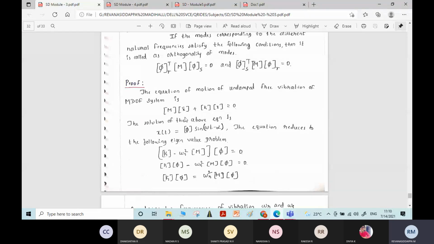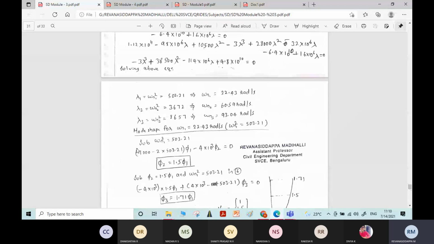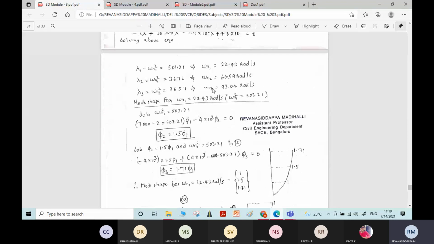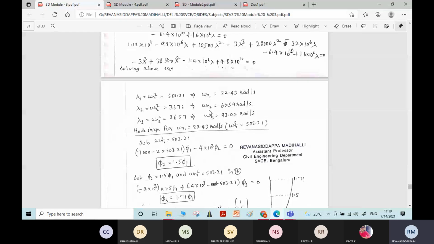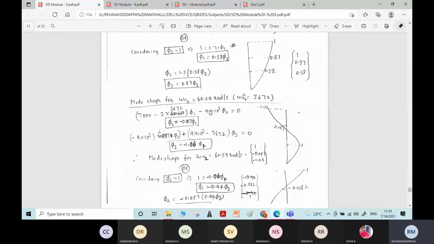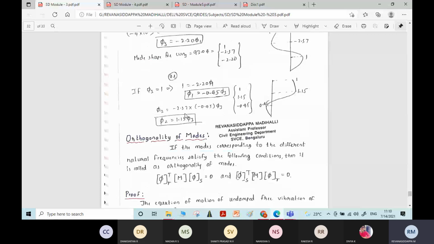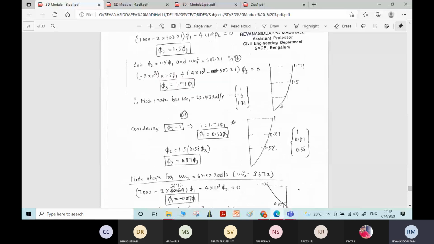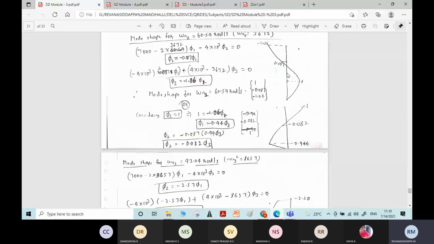So orthogonality of modes, what does it say? While solving the problems, you will find natural frequencies, omega n1, omega n2, and omega n3. For a 3-storied building, you will get 3 natural frequencies. For a 2-storied building, you will get 2 natural frequencies. As per orthogonality of modes, for omega n1, you will get one particular mode shape. For omega n2, we have one more mode shape. That is called matrix phi.